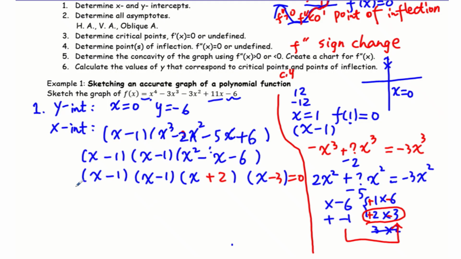From this one, x minus 1 equals 0, we have x equals 1. And this one gives us 1 again, so this is kind of like a double zero. And this one is negative 2, it's the opposite: x plus 2 equals 0, move the plus 2 to the other side, opposite. x minus 3 equals 0, move the minus 3 to the other side, it is positive 3. So we have the zeros negative 2, 1, and 3. We have these 3 zeros.